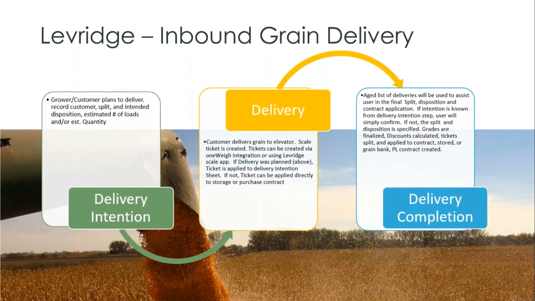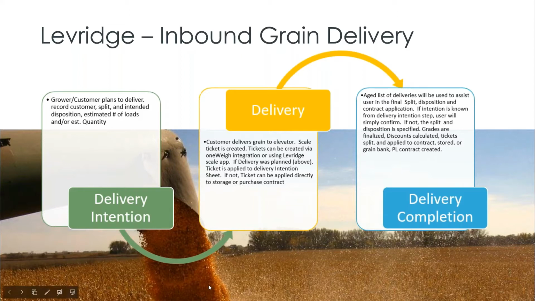The delivery itself, when the grower brings the grain in, goes over the scale, that's accomplished through a scale ticket. And Levridge has a scale app that we've built. It's pretty neat. And then we also integrate with other scale applications such as One-Way, CompuWay, and others. The ticket is then either applied to the delivery sheet, but if there's no delivery sheet, we can apply that ticket to a storage or a purchase contract.